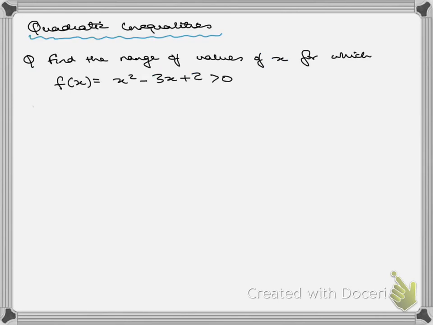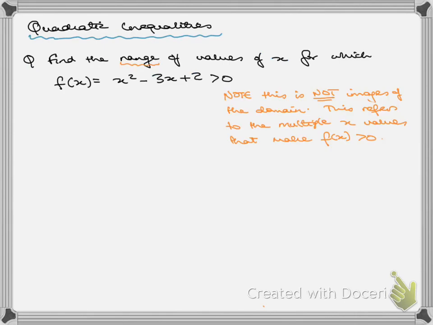Find the range of values of x for which f of x, which is equal to x squared minus 3x plus 2, is greater than 0. Note first, in terms of the word used in the question, that word range has nothing to do with the images of a domain that are fed into a function. This simply refers to the multiple x values that make f of x, in this case, greater than 0. So we're just using the word range in terms of its normal English usage.